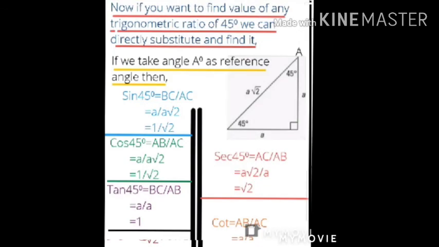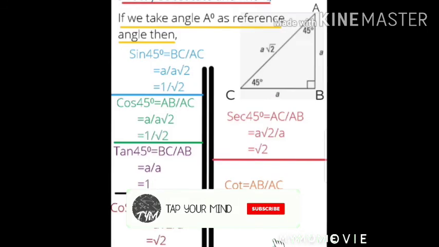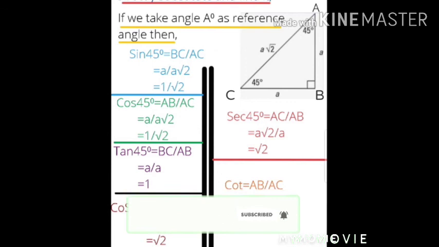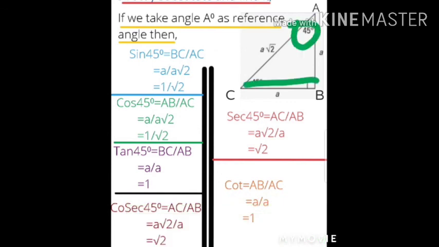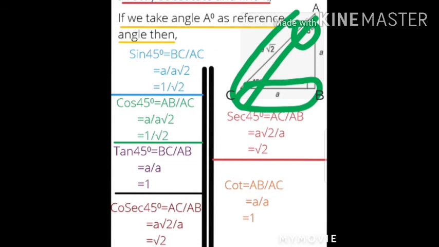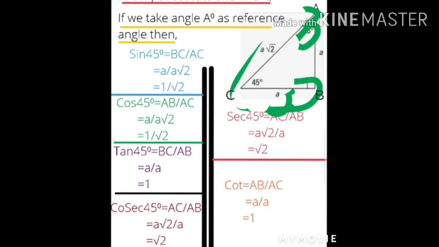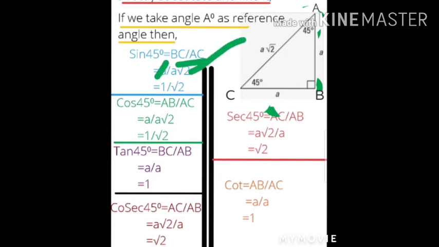The next step is, if you want to find the value of any trigonometric ratio of 45 degree, we can directly substitute and find. If we take angle A as reference angle, then sin theta will be opposite side BC by hypotenuse AC. So we know that the value of BC is A and value of AC is A root 2. So sin theta will be BC by AC, that is A by A root 2. If we cancel A and A, we will be getting the value of sin 45 as 1 by root 2. So this is what we have seen as the value of sin 45 in the table which I have shown in the previous video.